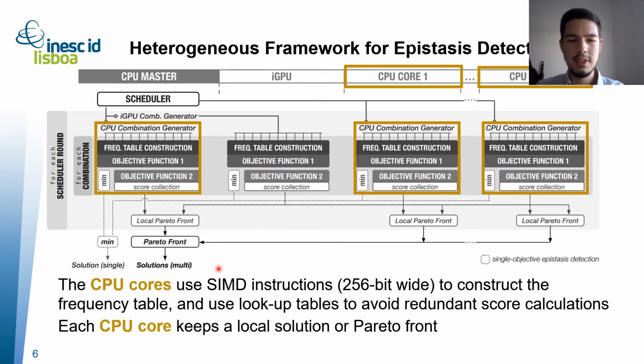For the CPU cores, the initial combination is received, and all 4 steps of evaluation are done using SIMD instructions to construct the frequency table, and lookup tables are also used for the score calculation and the evaluation to avoid redundant scores. And each CPU core will keep its local solution or its local Pareto front.